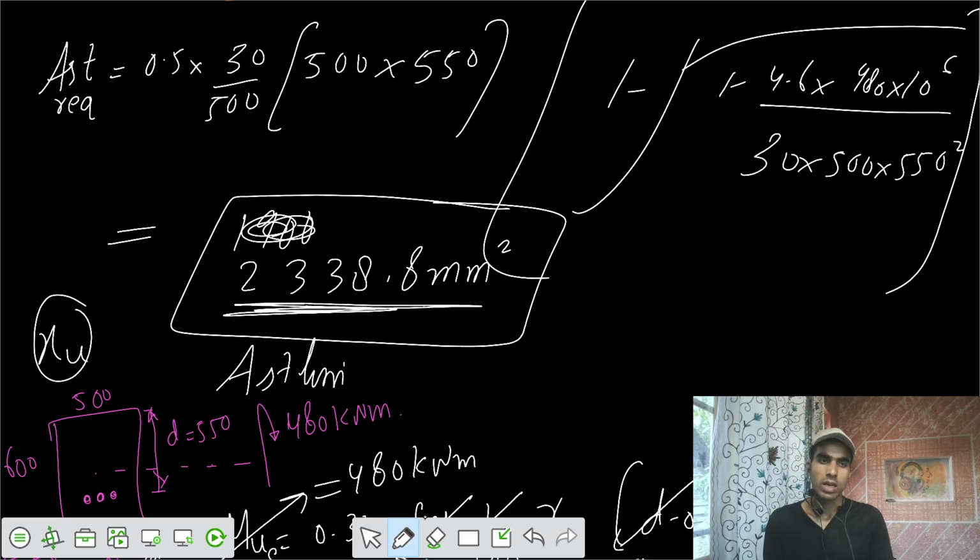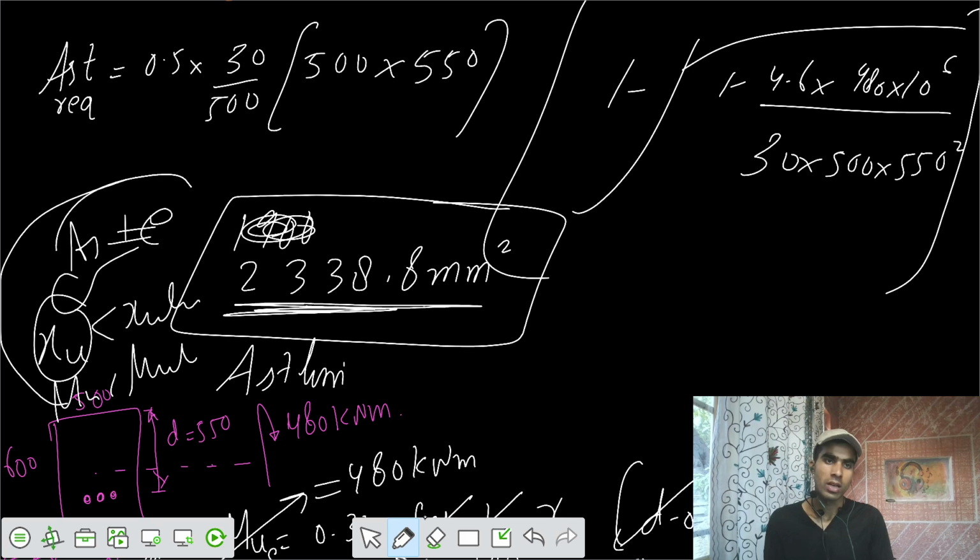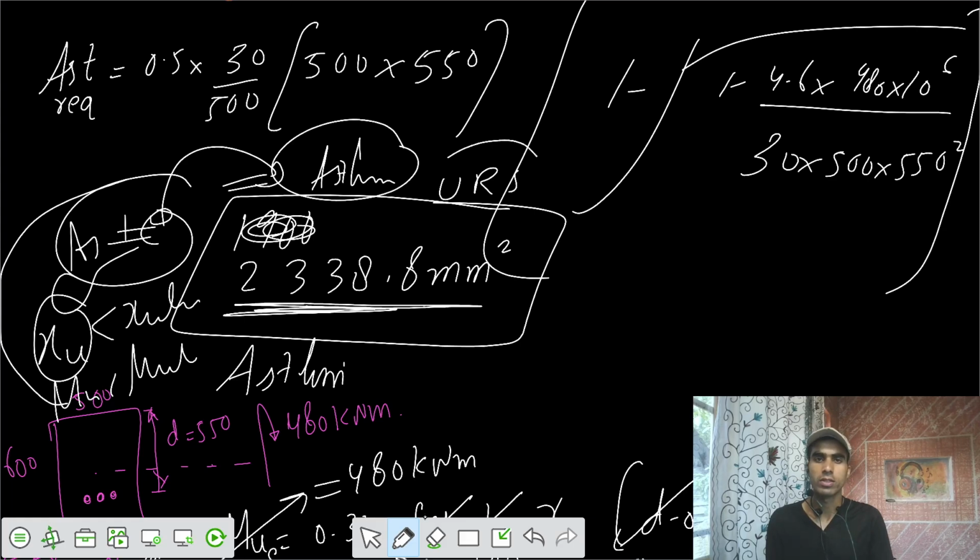that Xu was lesser than Xu limiting, Mu was lesser than Mu limiting, and we are solving Ast at the rate of Mu external. So that would already be lesser than Ast limiting. That means the structure is an under reinforced section.